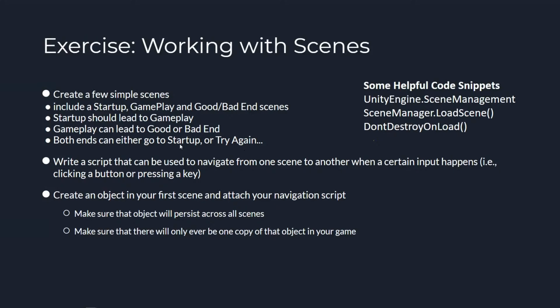Use the sample game asset package that I sent out if you need to. I'll repost that again if you haven't already grabbed that one. So go ahead, write a script to navigate from one scene to another when certain input happens. If you press a button, the user presses a key, and so on.